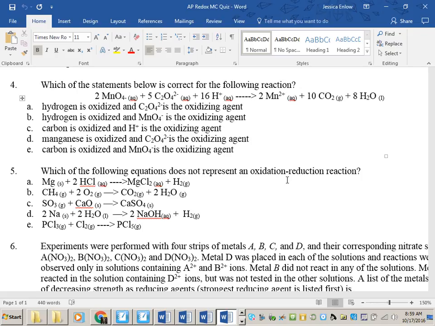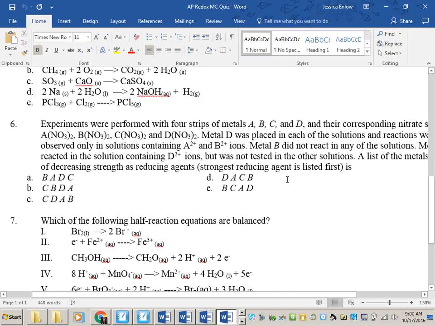Some of these other ones didn't even make sense because your hydrogen's not changing. It's plus 1, so anything with hydrogen's out. So the first 3 are out immediately. And then manganese is oxidized, and oxalate is oxidizing agent. You just have to do your math. And so I think you could figure that very easily. 6 was the big boy. Oops, sorry. 5.